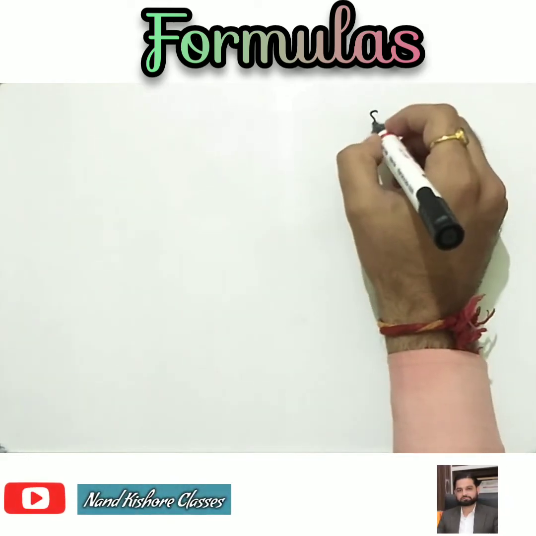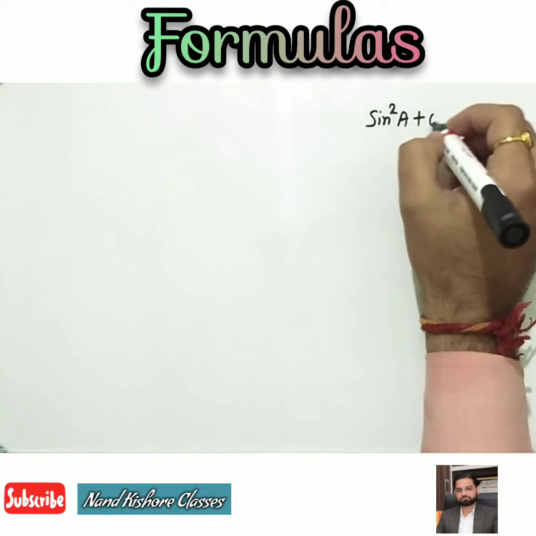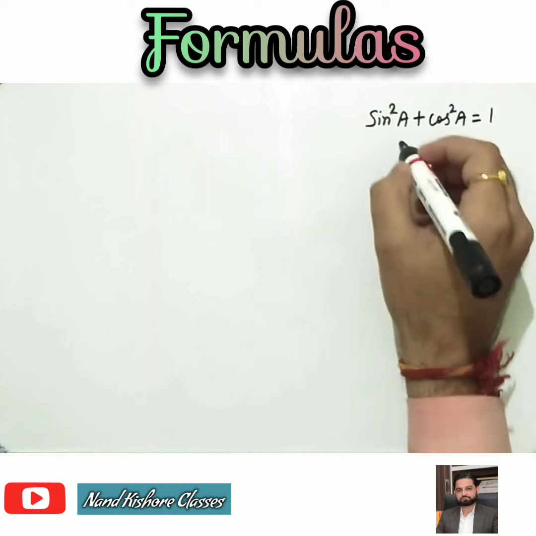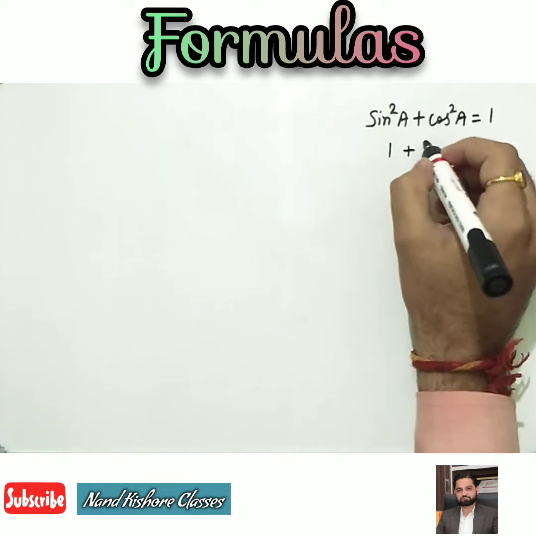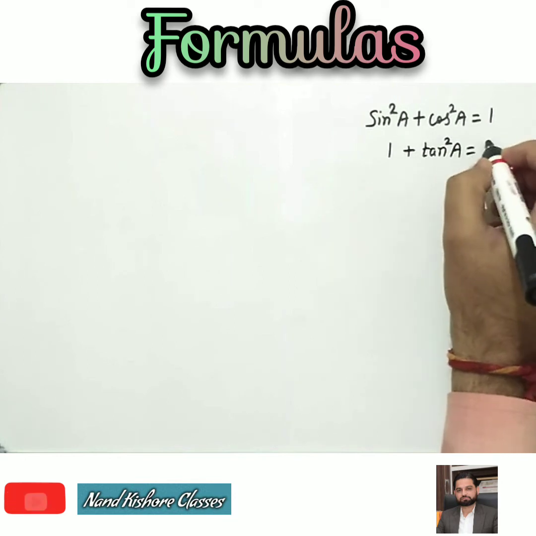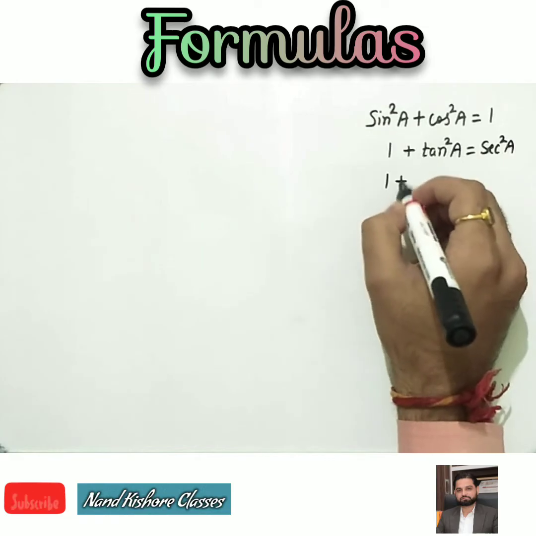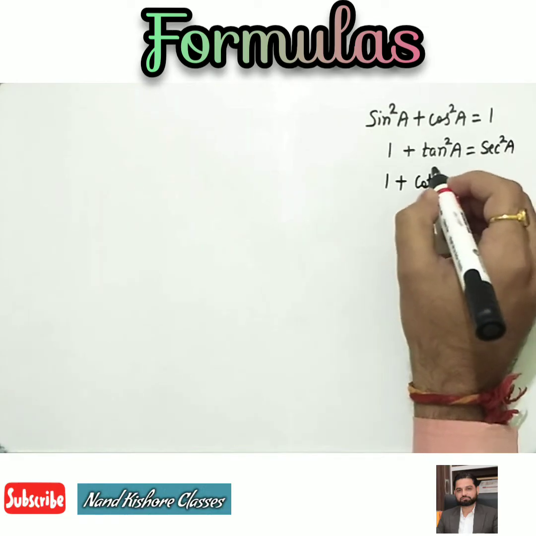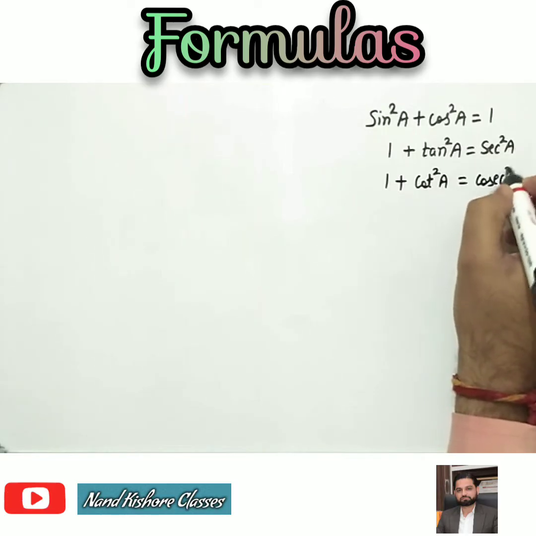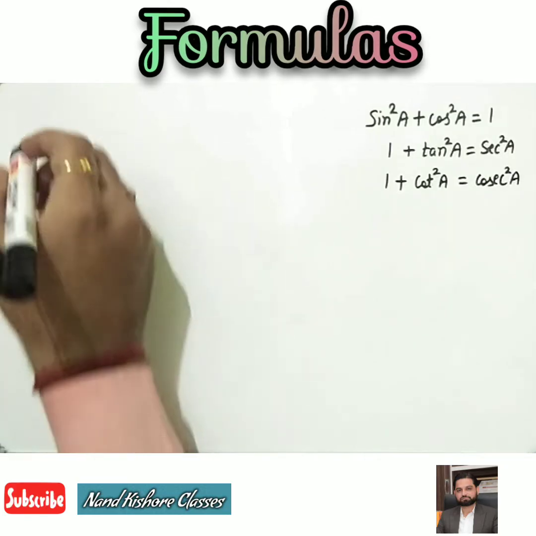First one is sin square A plus cos square A is equal to 1, 1 plus tangent square A is equal to secant square A, and 1 plus cotangent square A is equal to cosecant square A. So these are the three formulas which we had done. Now we are going to start question number 5.